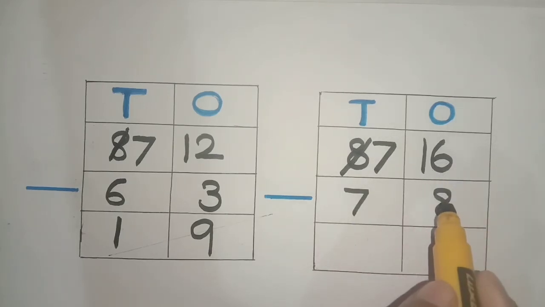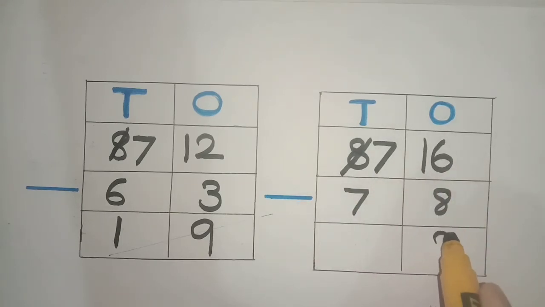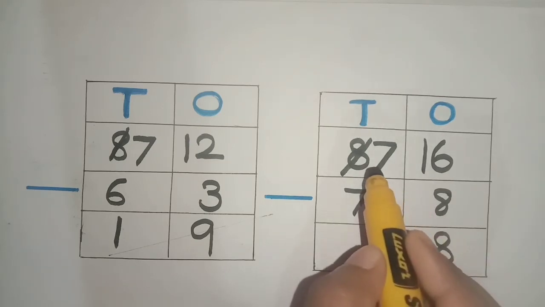16 before 8 number you have to count backward. So 16 before: 15, 14, 13, 12, 11, 10, 9 and 8. 16 minus 8 is equal to 8. Okay children, and come to the next place.